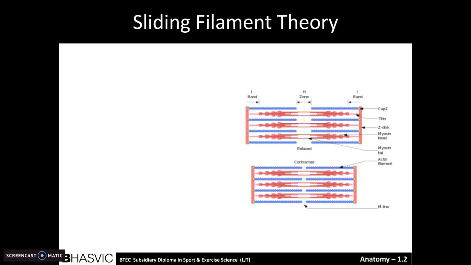Myofibril. Myofibrils are made up of sarcomeres. Sarcomeres are the functional units of a muscle. The function of the myofibril is to perform muscle contraction. This is all through the sliding filament theory. Sarcomere. A sarcomere is defined as the distance between two Z discs or Z lines. When a muscle contracts, the distance between the lines shortens.